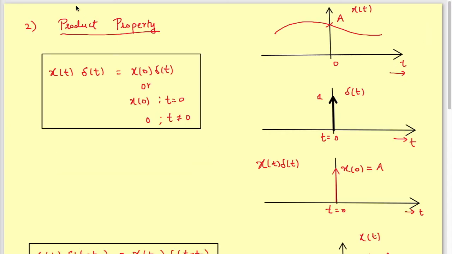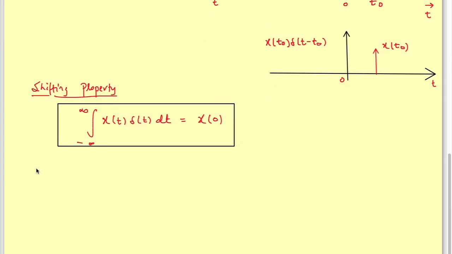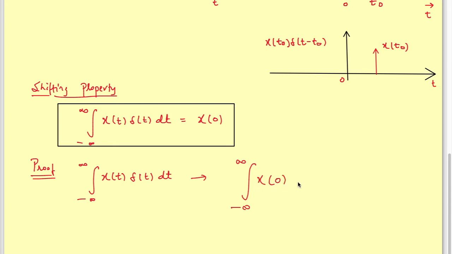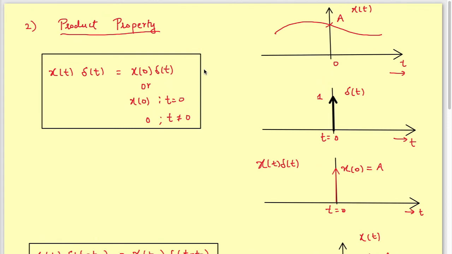Now I will prove it also. So this is our proof here. So x of t into delta of t dt. I can write this equation as, with our product property, x of 0 into delta of t into dt, by using our product property, this property.